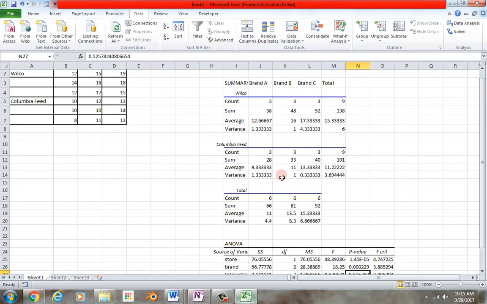And when you come down here to the bottom, you look, oh, look, for Columbia Feed, 9, 11, and 13. So it looks like if I was going to buy this stuff, I'd probably do Wilco with brand B or C, perhaps, fertilizer here, yes?